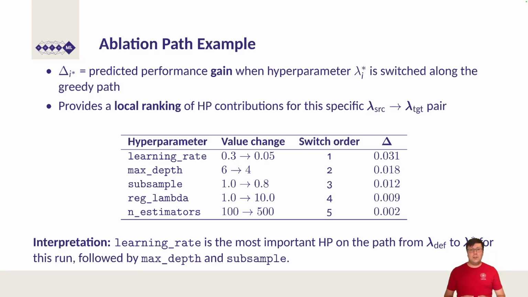The interpretation is a defensible local statement. For this run and this source target pair, the learning rate is the dominant driver of the improvement. This is precisely the kind of concrete attribution one can report to a stakeholder. However, this is to be seen with the caveats we turn to next.